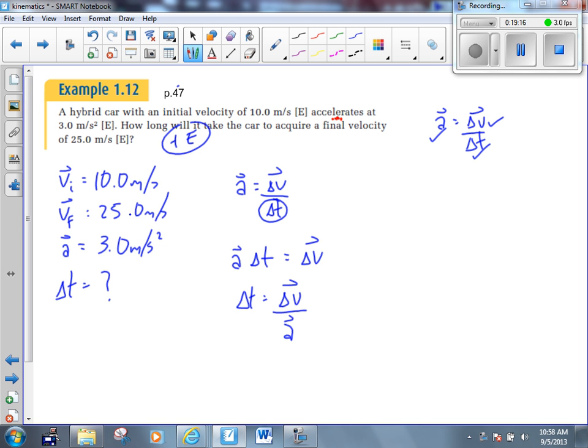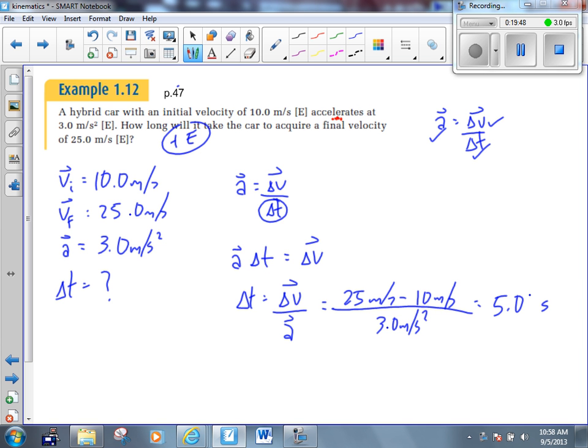Delta V divided by A. Now, delta V is 25 minus 10. A is 3.0 meters per second squared. 25 minus 10 is 15. 15 divided by 3 is 5. And what do the units for time end up being? Seconds. How many digits should my final answer be?